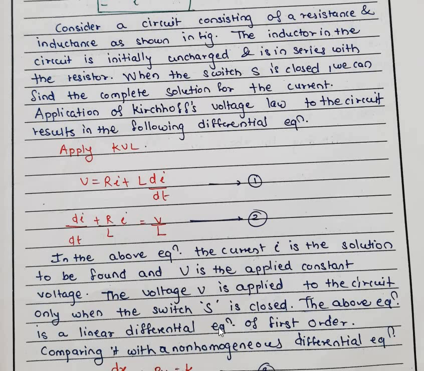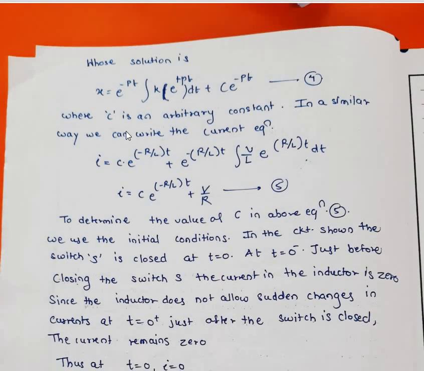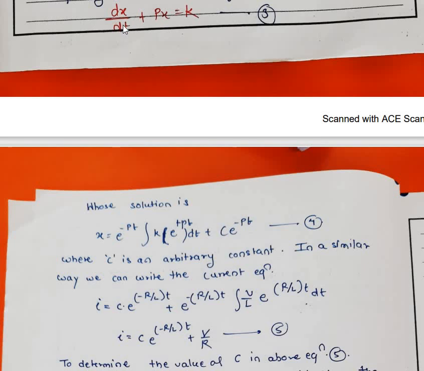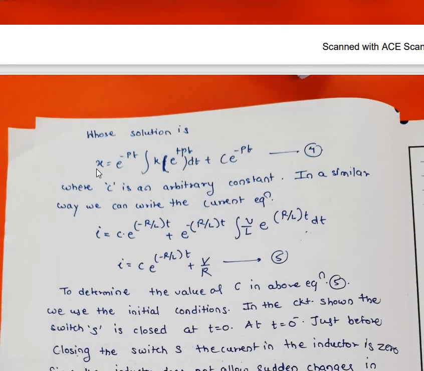The above equation is a linear differential equation of first order, and we want to compare it with the non-homogeneous differential equation. The standard format is dx by dt plus px is equal to k. Its solution in standard format is x is equal to e raised to minus pt integration of k into e raised to plus pt dt, plus c into e raised to minus pt, where c is an arbitrary constant.